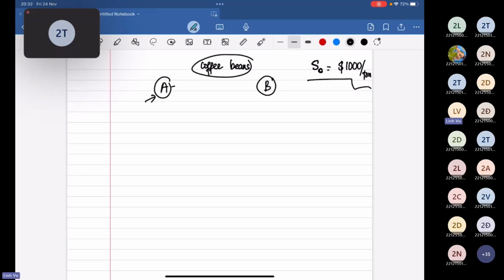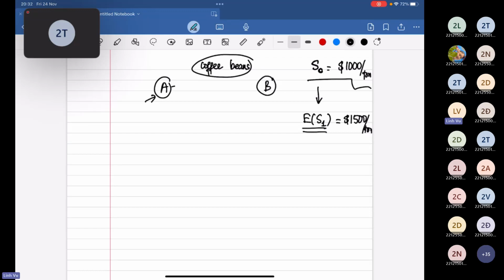However, after analyzing the trend of the coffee bean price in the future, company A expects that 1 year later the price of the coffee bean would increase. So they expect that 1 year later, the expected spot price can increase to, let's say, $1,000 per ton. This is the expectation of company A.